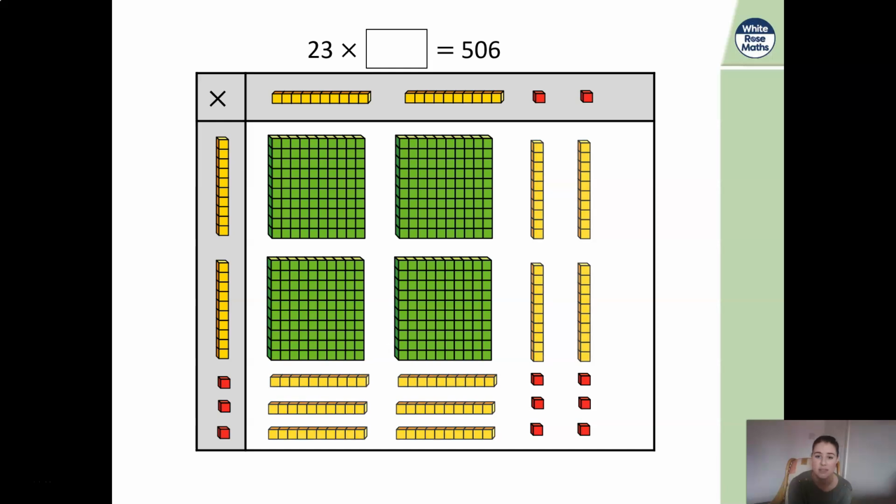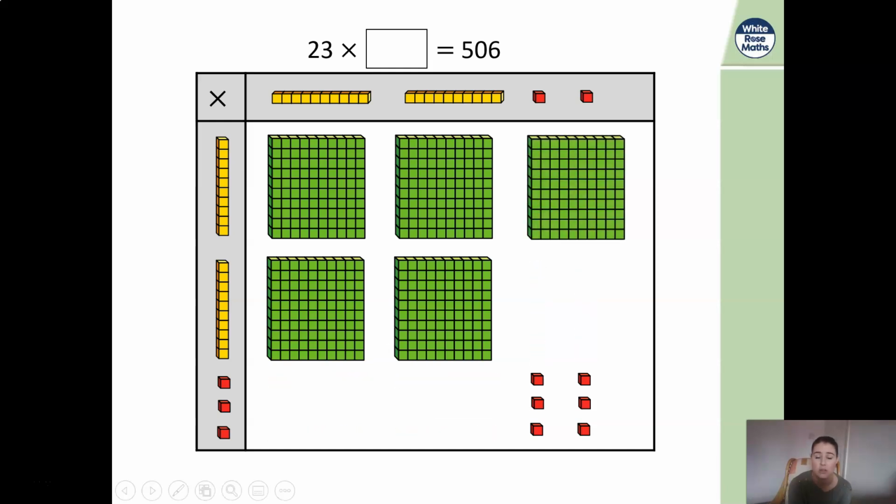Well, I have 10 lots of 10s here, so I can exchange that for 100. So here you can see I have 6 ones. I have no 10 to my answer, but I have 5 lots of 100, so I have 500. Therefore, that means that my missing number, now I've found my answer, must be 10, 20, 1, 2. So here the answer is 22. So you can see 23 multiplied by 22 has given me the answer 506. It's a bit of trial and error, okay, using your place value knowledge that's going to help you with this question.